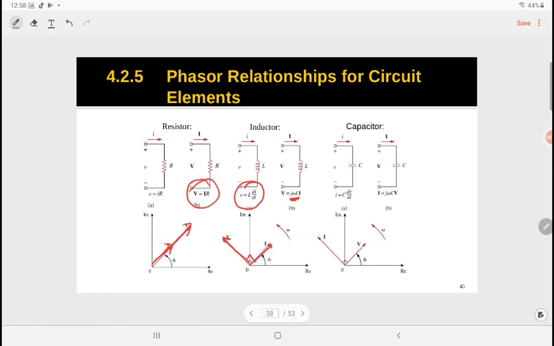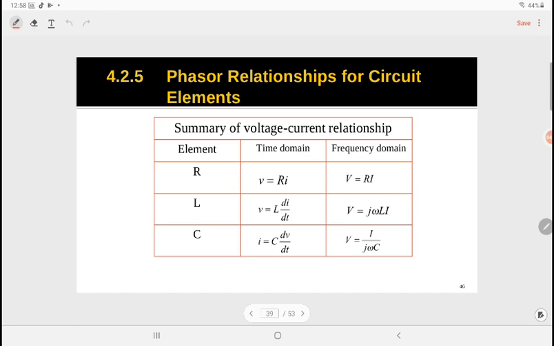Alright, and then last one we have a capacitor. I equal to C dv over dt, right? For the capacitor, the current is given as I equal to C dv over dt. If we convert using this, we can say that I equal to j omega C V. We also know that in a capacitor, current and voltage are not in the same phase, but in a capacitor the current will lead the voltage by 90 degrees, right? So this is a special relationship for circuit elements.